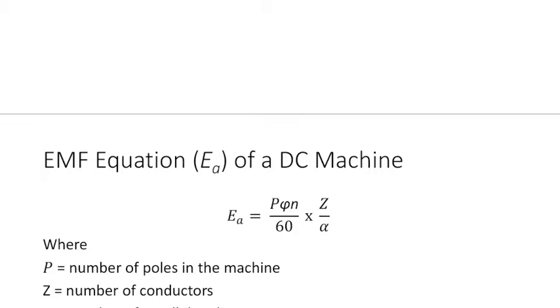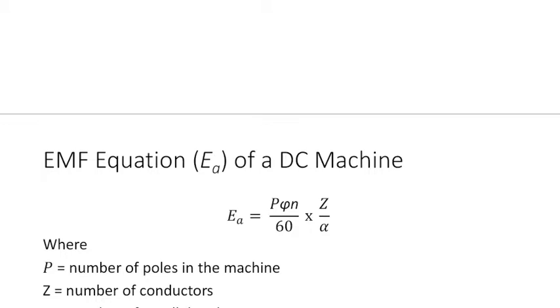First is the equation for the EMF, or E sub A. In the EMF equation, the variables are that the EMF is directly proportional to P, phi, N, as well as Z, and inversely proportional to alpha. So our EMF is directly proportional to the number of poles, which is P.